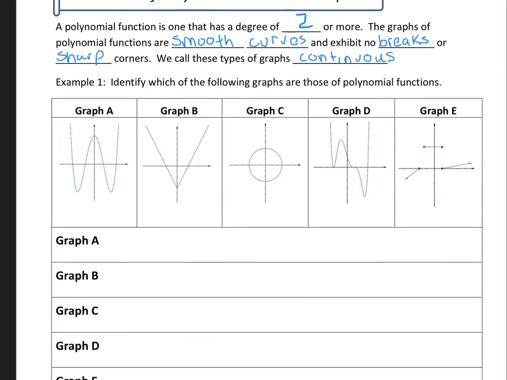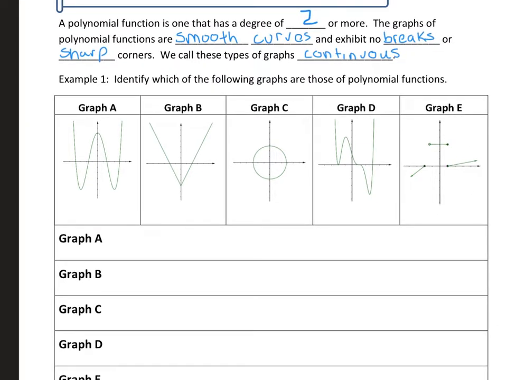So we've got 5 graphs here, A through E, and the first one that we're looking for, graph A here, would pass the vertical line test. In other words, any vertical line going left to right, for any given value of domain, there will be one value of output. And so it is a function. It is smooth and continuous. So this is a polynomial function.